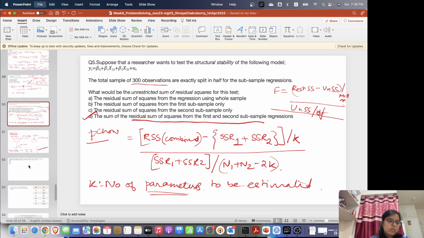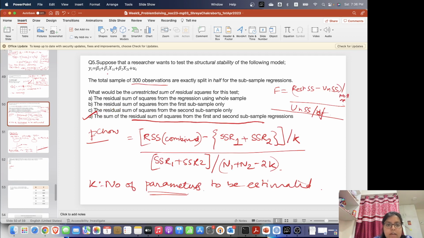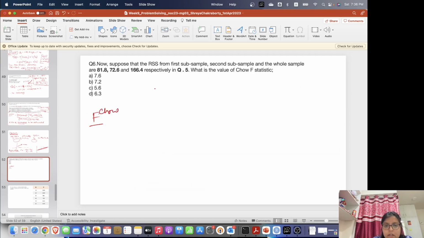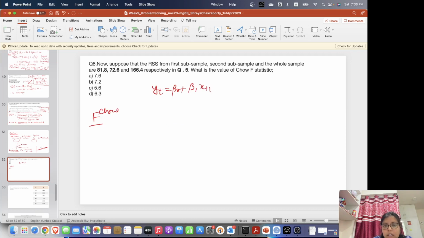All right. So here we have that suppose the RSS from the first subsample, second subsample and whole sample are these, then what is the value of the F Chow statistic? So before going to that I'll just rewrite the model over here. We have beta naught, beta 1, beta 2, three parameters. Yt equal to beta naught plus beta 1 x1t plus beta 2 x2t plus ut.